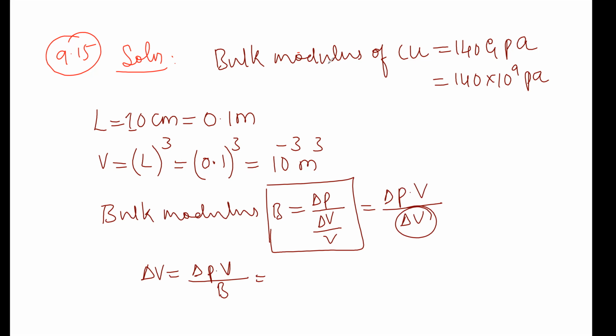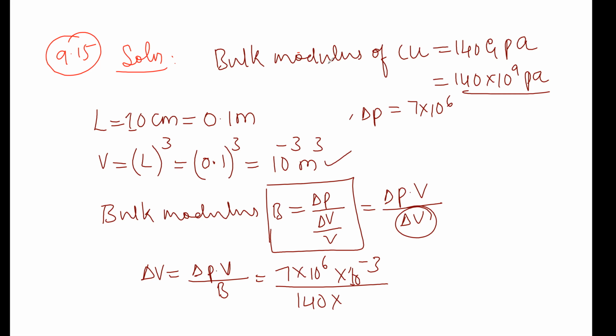Delta P value they have given, that value is 7 into 10 to the power of 6, in the question itself. So substitute that one. Volume here we got is 10 to the power of minus 3, divided by the bulk modulus of copper, 140 gigapascal. So how are you going to do this: 7 divided by 140 into 10 to the power of 6, 10 to the power of minus 3, which are in the numerator.